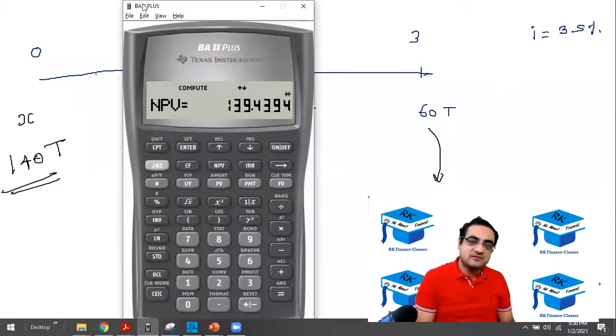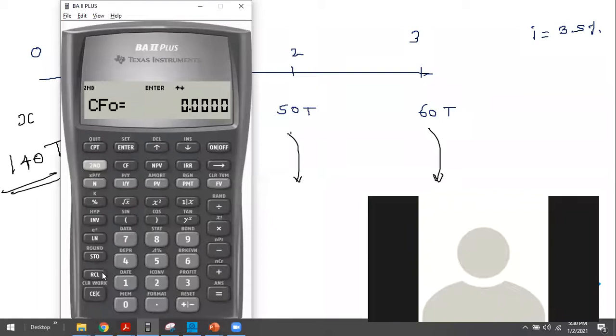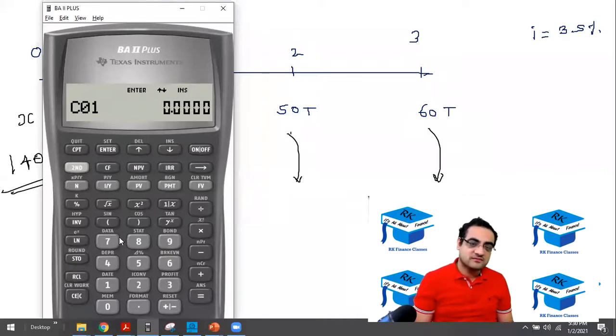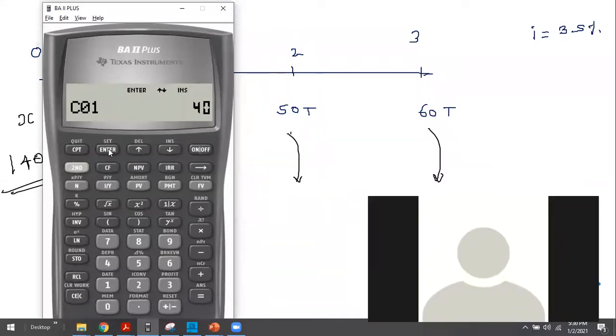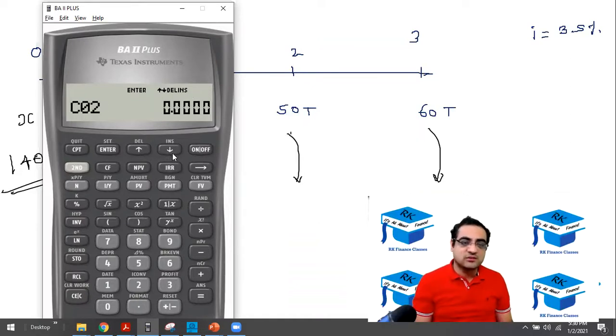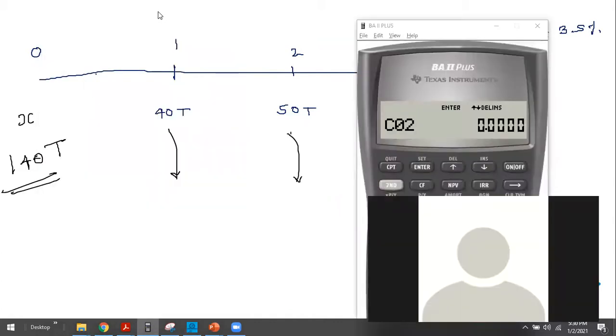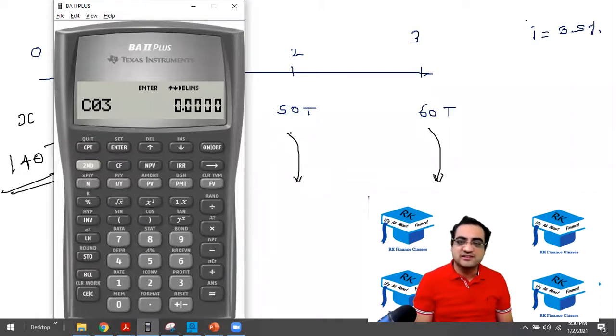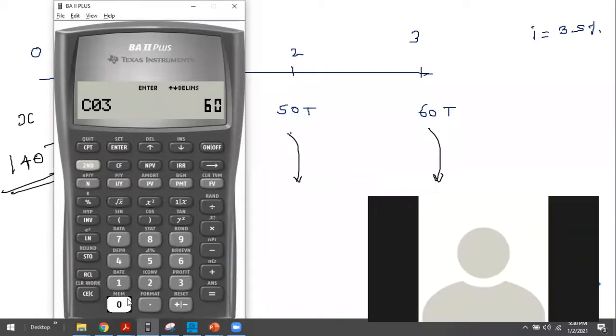Press the CF button. Press second CLR WRK. Say yes. Okay. Scroll down. C01 is your 40,000. So press 40 and press enter. Scroll down. Ignore the frequency. Scroll down. C02 is how much? 50. Good. So press 50. Enter. Scroll down. Ignore the frequency. Scroll down to C03. How much is C03? 60. Good. Press 60. Enter.